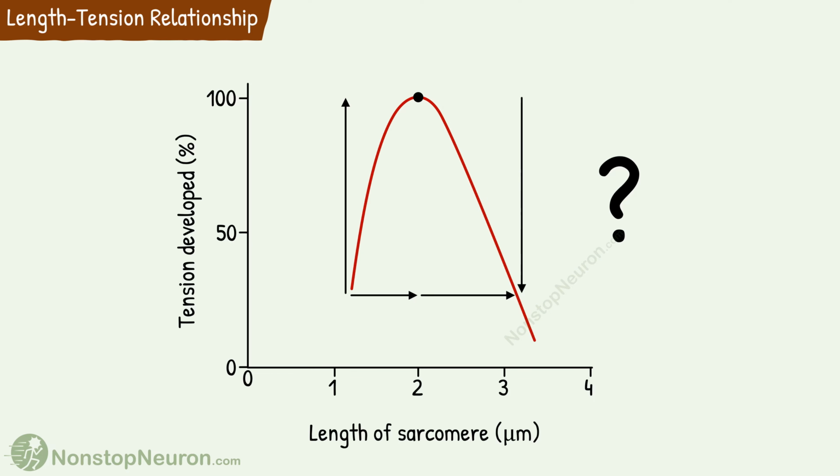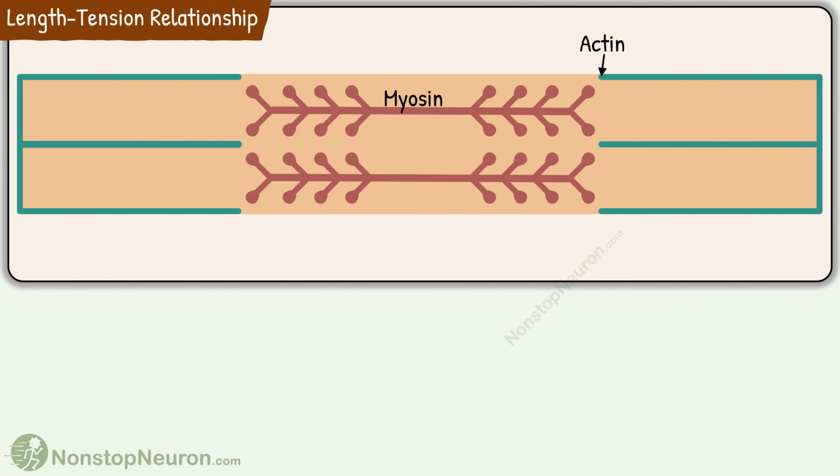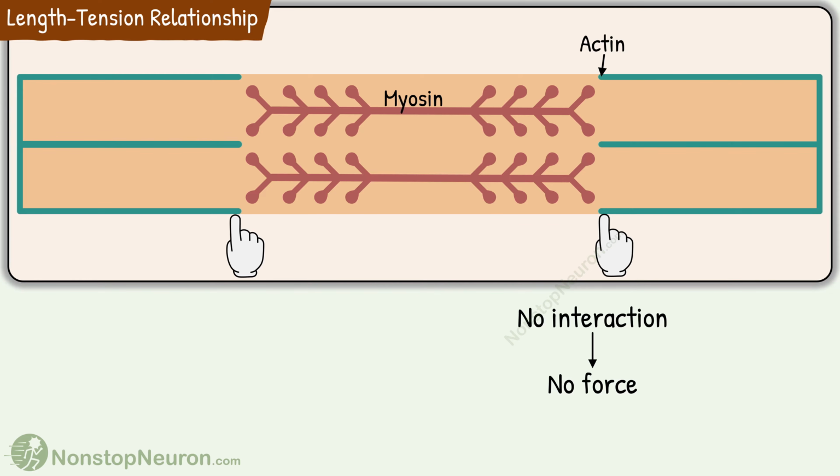But why and how do all these happen? Let's see. The reason is that at different lengths, the degree of overlap between actin and myosin varies. We will start our discussion with the highest length. At such lengths, the actin filaments are pulled beyond the ends of myosin filaments. So there can be no interaction between actin and myosin and no force can be generated.